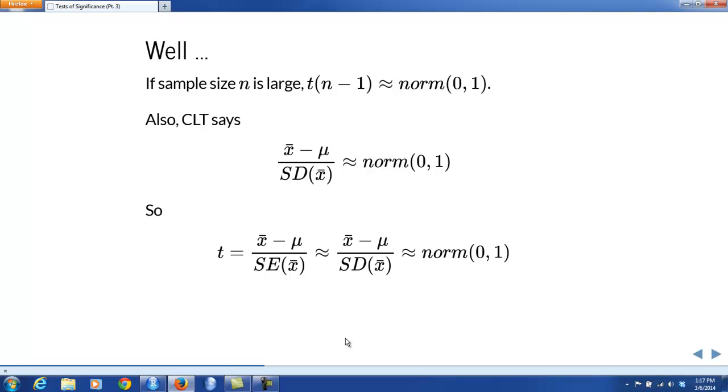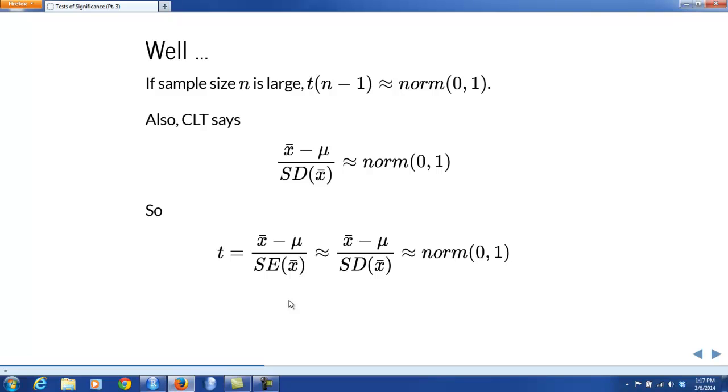Also remember the central limit theorem, which said that at large sample sizes, x bar is approximately normal. And therefore, if you take away the expected value of x bar and divide by its standard deviation, then the resulting standardized random variable will be approximately normal, but with mean 0 and standard deviation 1. Now let's think about the t-statistic, which is x bar minus mu divided by the standard error.